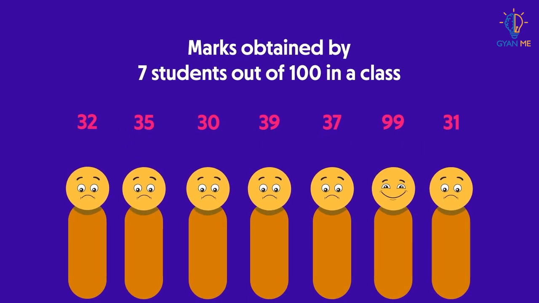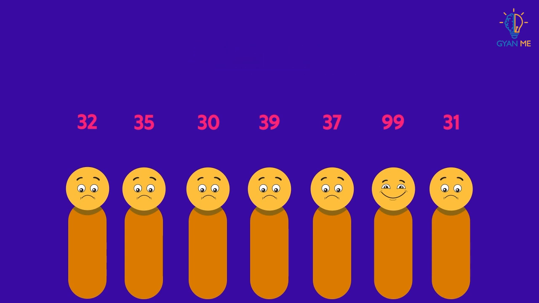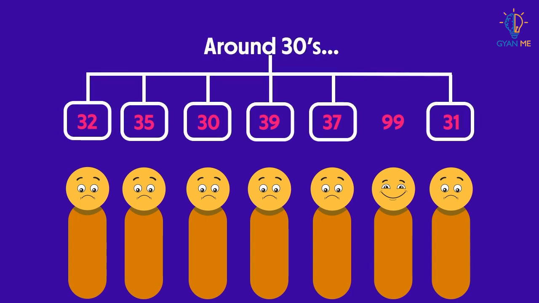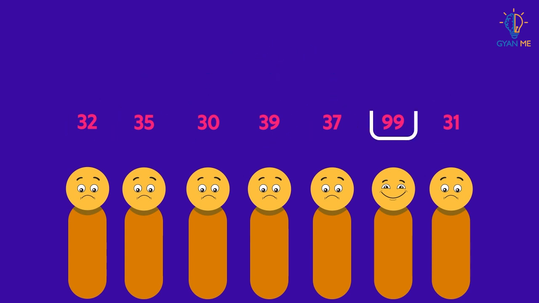But now students, observe this data, which shows marks obtained by 7 students out of 100 in a given class. So if I ask you, tell me from the data how students are performing in maths, or let us say, what is the general sense of this class in terms of performance? As we can observe, out of 7 students, 6 are scoring marks around the 30s. So the performance is not that good. Only one student is outstanding and doing extremely well, scoring 99 marks.